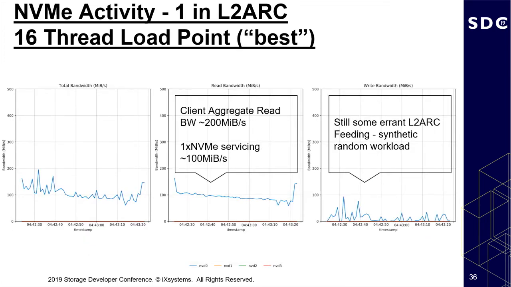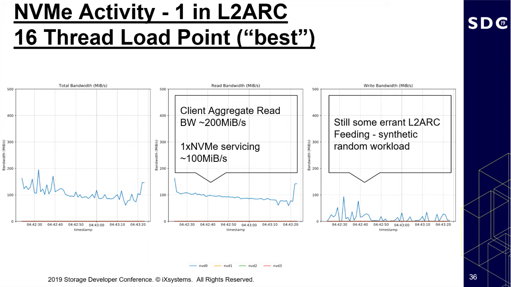This is just basically proving that we're collecting the individual statistics for each drive. This is one L2ARC device. So the client aggregate here at this thread count, which when I say quote-unquote best, what I mean is it is not the maximum ops that we achieved, but it is the highest ops we achieved before the latency started curving upward. It's kind of the hockey stick thread count, because this is thread scaling. So the client aggregate's getting about 200 megs per second, and the single NVMe is servicing half of that, which is pretty impressive.